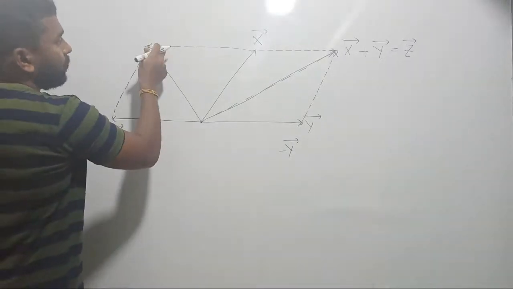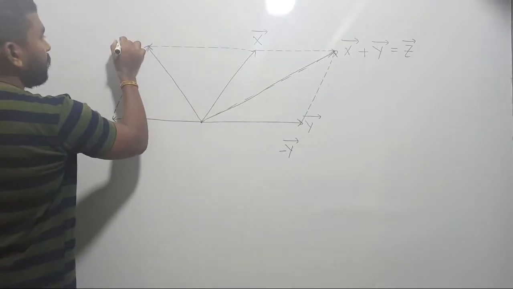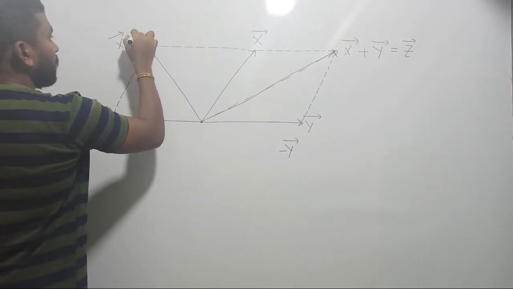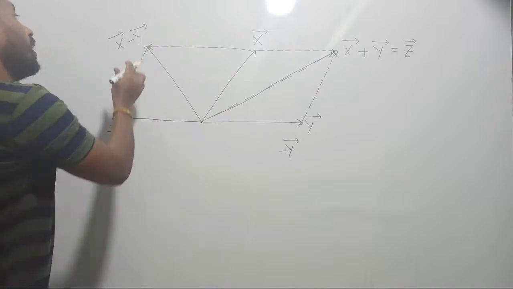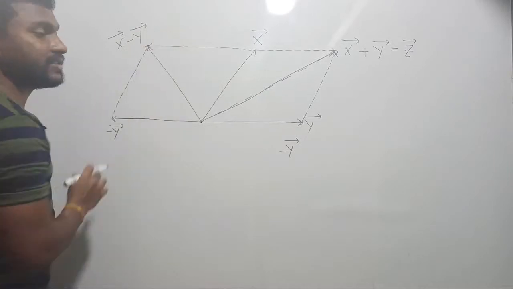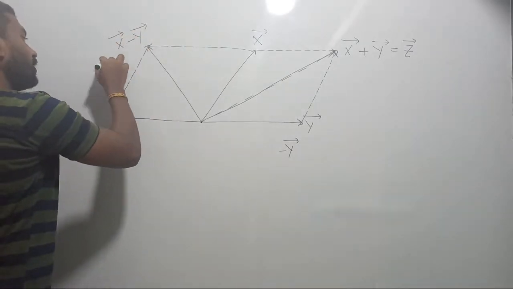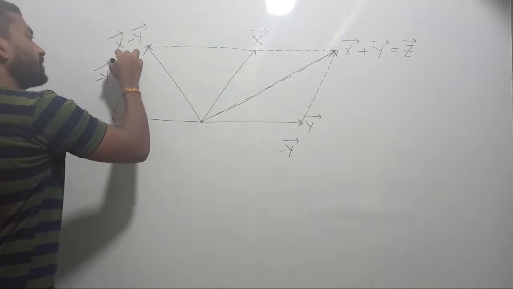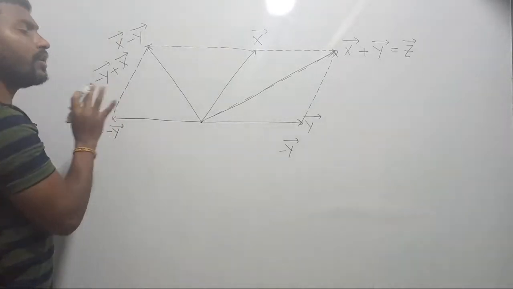Fine, let me continue. This is the minus y vector, this is the x vector. If I add these two, the final attachment will give you x vector minus y vector. Some of you might be thinking, sir, why can't I consider the minus y vector first and then plus x vector? You can. Instead of writing like this, you can also write minus y vector plus x vector. There is no difference; these two give the same answer.